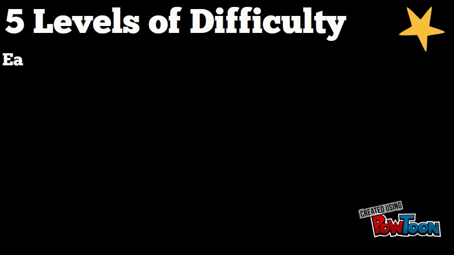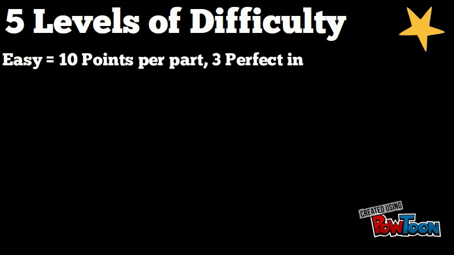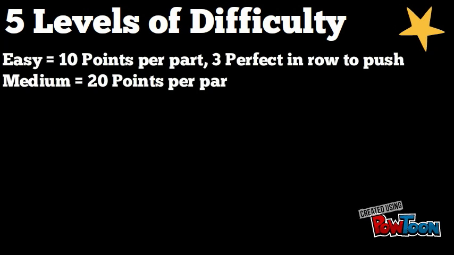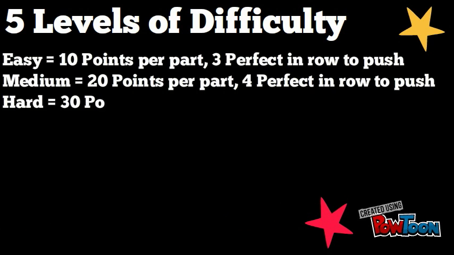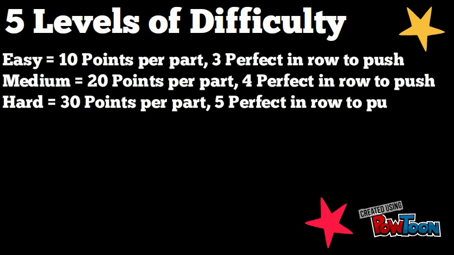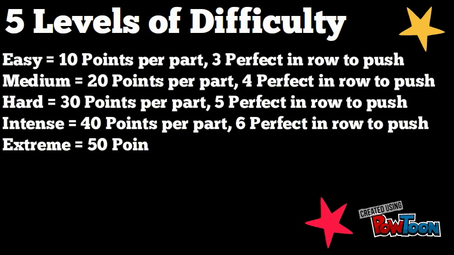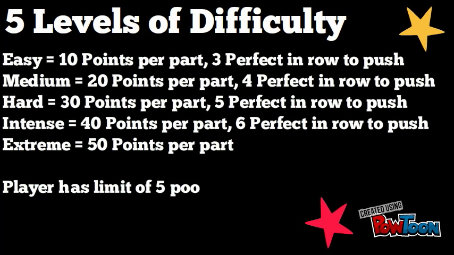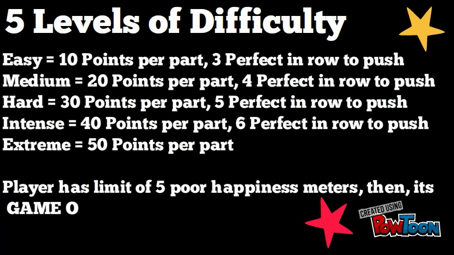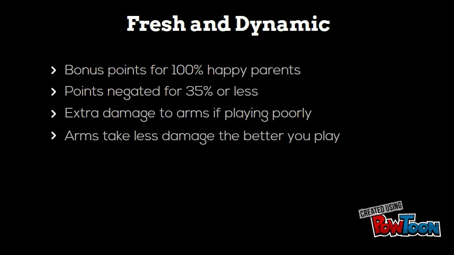The game contains 5 stages of difficulty. The player also has only 5 chances to fail this game. The game starts in easy mode, and in order to push into medium, the player must get 3 perfect babies in a row. To push from medium to hard, the player must get 4 perfect in a row. From hard to intense is 5. From intense to extreme is 6. The game will have features that keep it fresh and make each level feel different from the last.